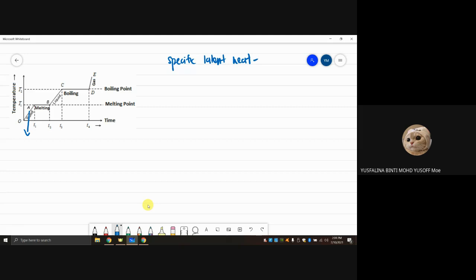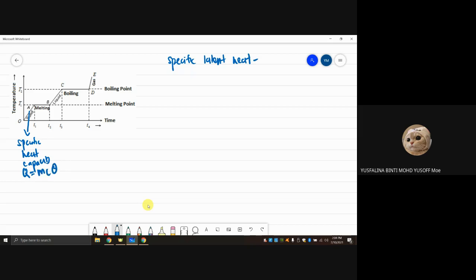So it's different from the specific heat capacity, where the energy is used to increase the temperature. But for the specific latent heat, the energy is not used to increase the temperature, it's only used to break a bond or to form a bond. So let's see this one. You can see here the temperature is increased, so this is the specific heat capacity, and the formula used is Q equals m c theta.